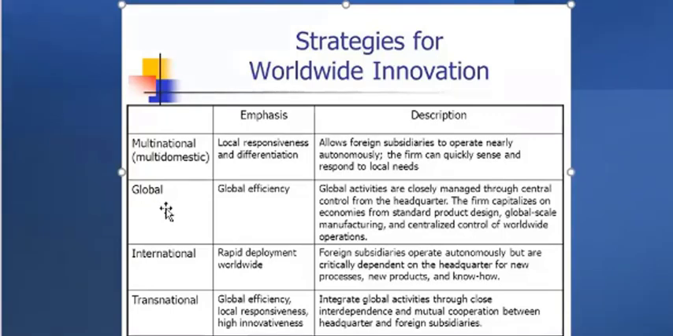Now with the global, that's the opposite. Global is saying we want global efficiency. So we're going to closely manage our subsidiaries from the headquarters. This is kind of similar to what you have with ethnocentric. This is similar to what you have with polycentric. So we want to closely manage our subsidiaries from the headquarters. We want to have a global standardization. The way we create things back home is the same way we want it to be done in those other subsidiaries. That way we're able to have economies of scale because we're not changing anything.